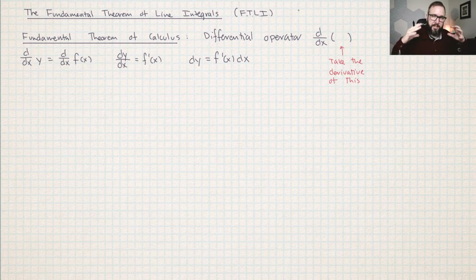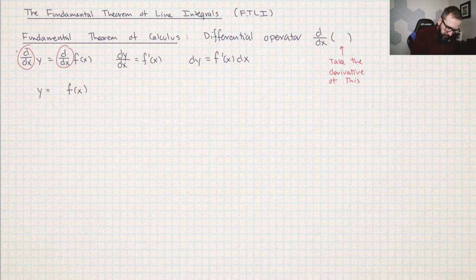And what does this thing do to that function? It takes the derivative of whatever goes in front of it. In this setup, I'm imagining a situation where I have y is equal to f of x. And then all I've done is apply this differential operator to both sides of this. So you can really see it happening: if I started with y is equal to f of x, then what I've done here is literally take the differential operator and apply it to both sides of this equation.